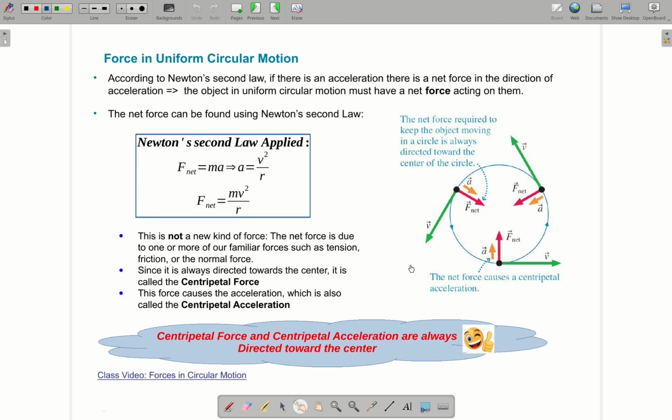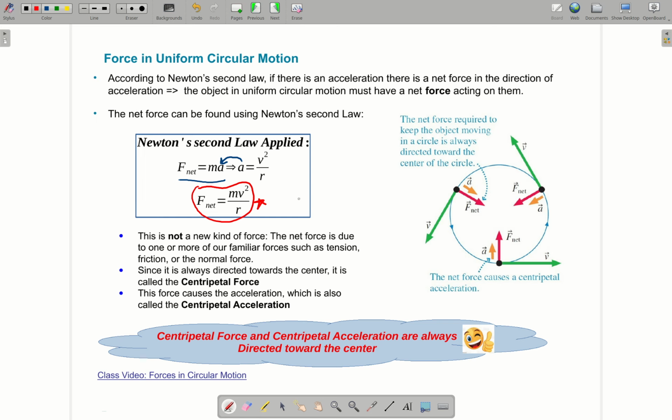So that already brings the idea of Newton's second law. If there's a net force, we apply Newton's second law: F net is equal to ma. And guess what? We can apply it here too. Since we learned that a is equal to v squared over r for uniform circular motion, we can input that here, and we're going to have this equation for F net in a uniform circular motion. This will be the star of the show for this part: F net is equal to mv squared over r.